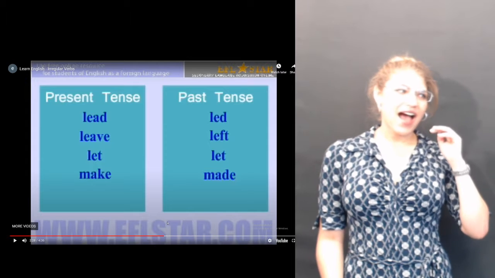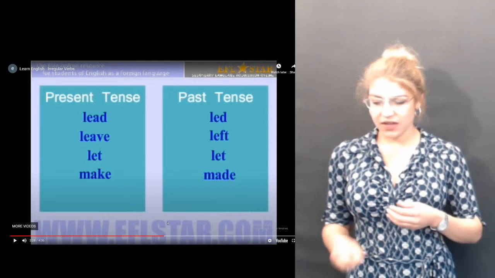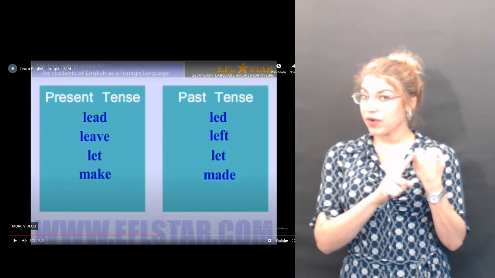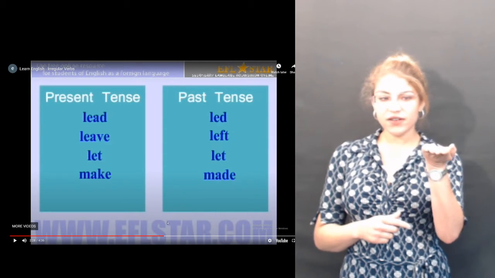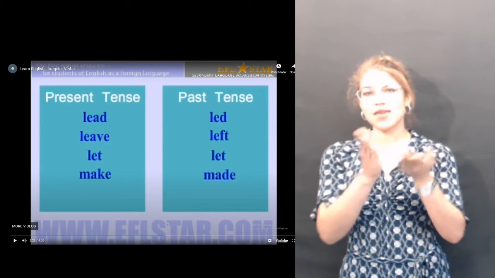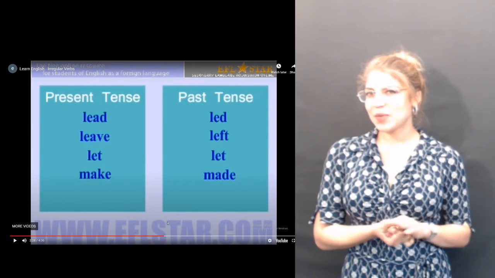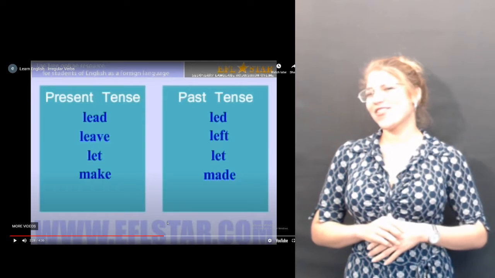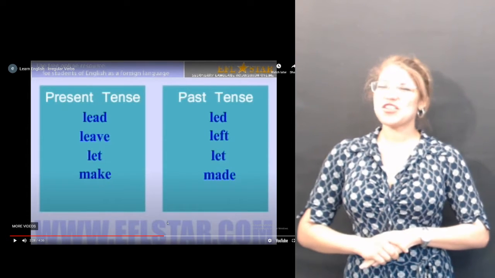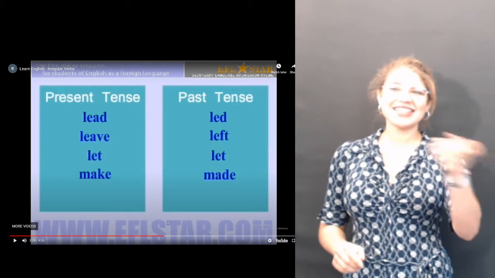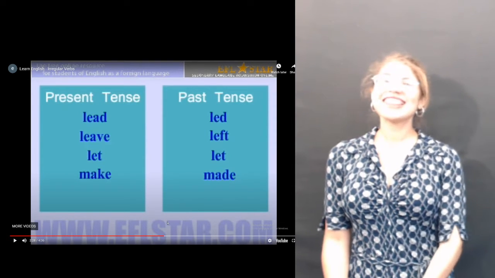Or maybe I will make breakfast. I will prepare breakfast. You can prepare something or you can make something. So be thinking about an example and then we can read everybody's examples after you make some sentences. All right, let's continue. Thank you.